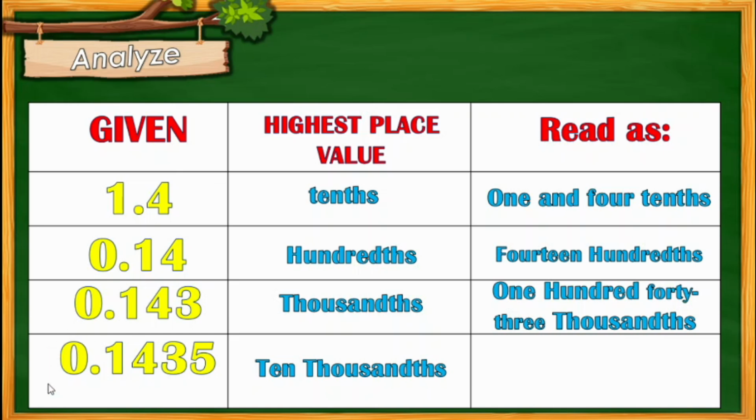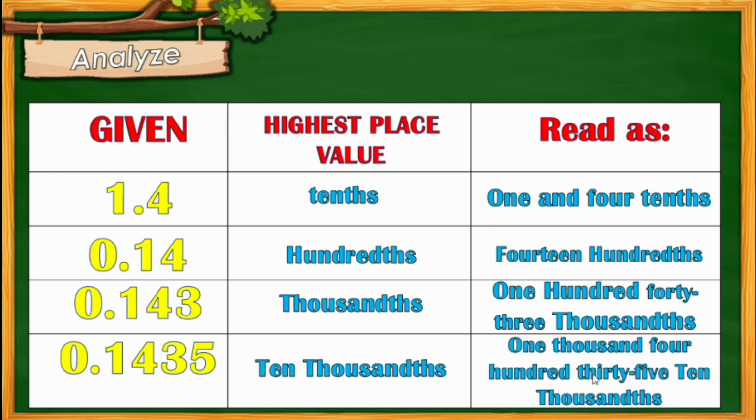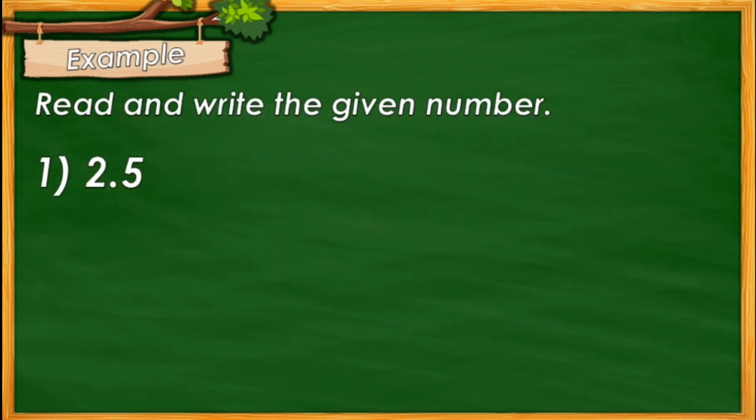Now, disregard 0 and the decimal again. We have 1,435 10,000s. So that would be how to read the decimal. Now, let's read and write the given number. 2.5. How do you read this one?